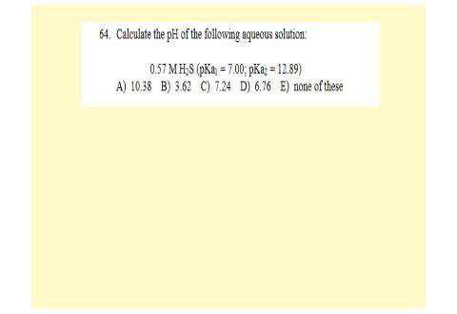Calculate the pH of the following aqueous solution. pKa1 equals 7. Okay, this I just put in here because I wanted to show you what pKa's are. pH is negative log of H. pOH is negative log of OH. pKa is negative log of K. So this one has 2. Ka1 would be the first hydrogen leaving, and this would be the second hydrogen leaving. So let's figure out what these K's are going to be. So 10 to the negative 7 is Ka1.